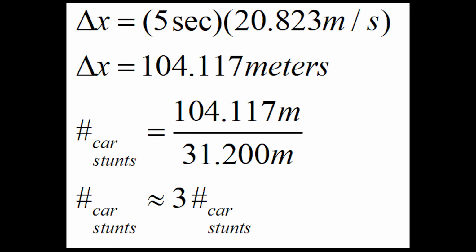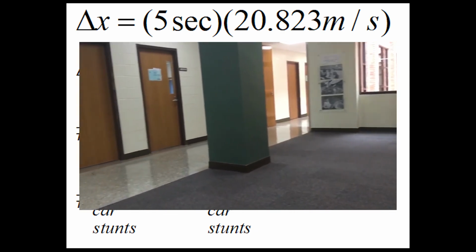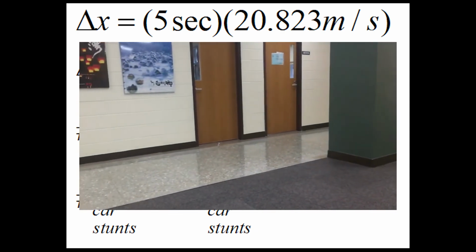The movie scene itself shows the car flying through the air for 5 seconds. Thus, if the car was traveling at this velocity, it would have traveled 104.117 meters after those 5 seconds. To put that into perspective, the car would have flown 3 times the distance it covered in this one stunt.